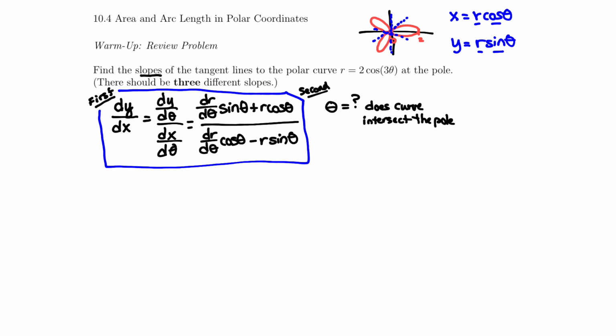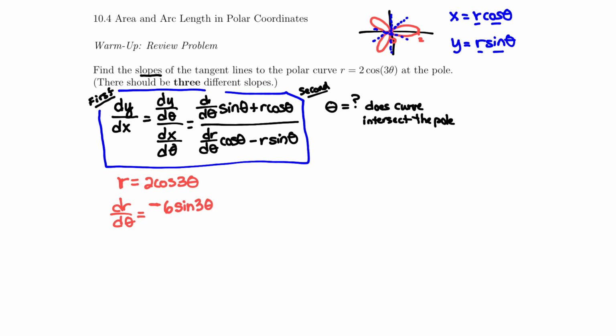So for our specific curve, r is 2 cosine 3 theta, and dr d theta for this specific curve, we're going to have to use our chain rule, right? Oh, minus or plus? Minus. Yep, derivative of cosine is negative. We got to pull that extra 3 out front. 3 times 2 times the derivative of cosine is 6. Minus 6 sine 3 theta. So r is 2 cos 3 theta. Dr d theta is minus 6 sine 3 theta.